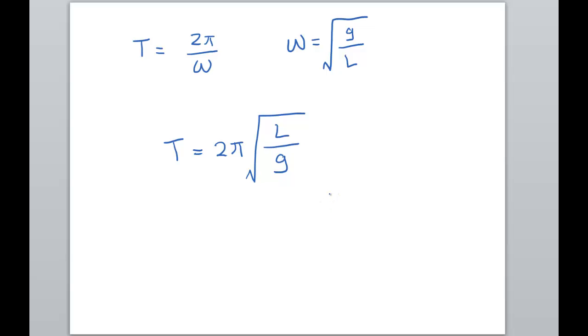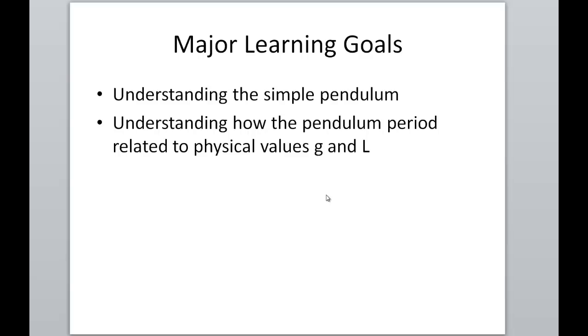Looking at this equation, we can see that the period is dependent on the length of the pendulum, L, and the acceleration due to gravity, g. This means that the period of a pendulum will vary as the value of g across Earth's surface varies. So it's possible to measure the variation in the value of g across Earth's surface while measuring the time with a stopwatch. The major learning goals in this video are understanding the simple pendulum and understanding how the pendulum period, T, is related to the physical values g and L.